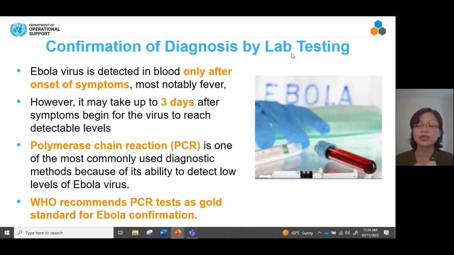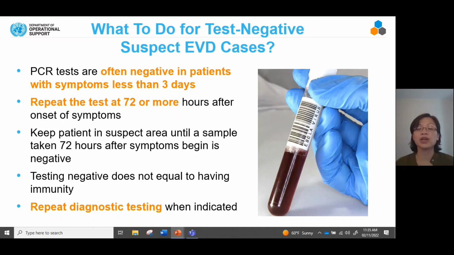In terms of lab diagnosis, I just wanted to make a note here that the virus can only be detected in the blood after symptoms come on, especially after fever. However, it may take even a few days after symptoms begin for the virus to reach a level where the lab test can pick it up. As such, it is best to use the PCR test because the PCR test is very, very sensitive and can detect very low levels of Ebola virus. And in fact, WHO recommends that the PCR test be used as a gold standard for confirming Ebola disease.